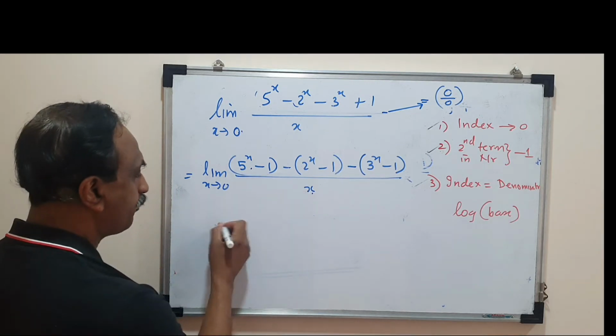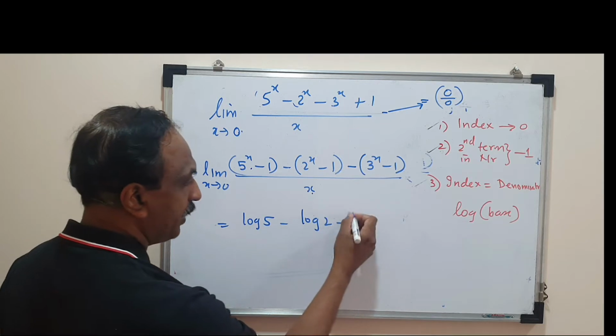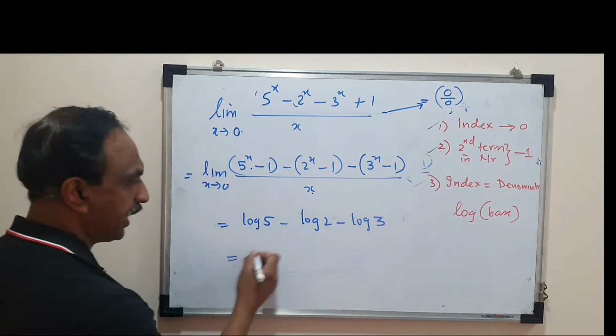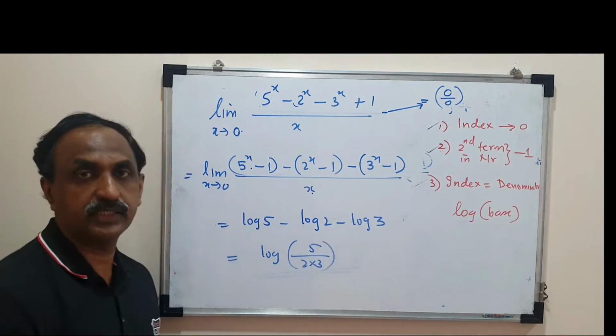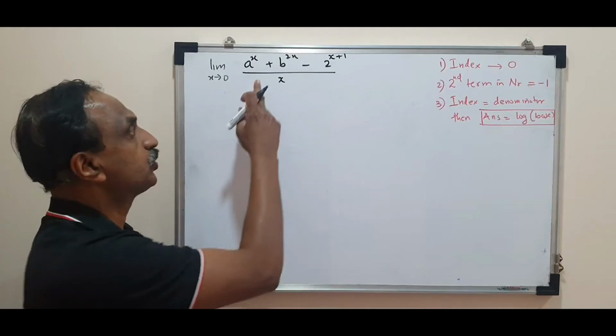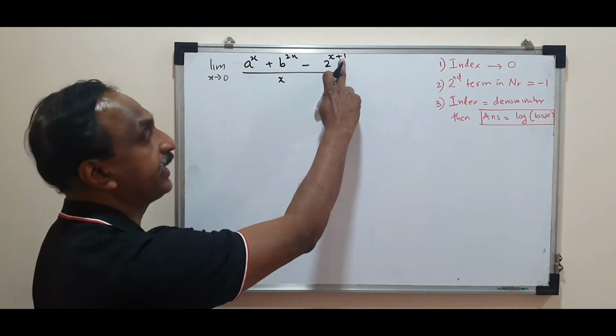So everything is adjusted. I've subtracted 1, added 1, and I combined this minus and took a minus common. Now this became log 5 minus log 2 minus log 3. Hence my answer is log 5 divided by 2 into 3, so log 5 by 6. You can answer in this manner. Now you have seen a raised to x, b raised to 2x, 2 raised to x plus 1 here.